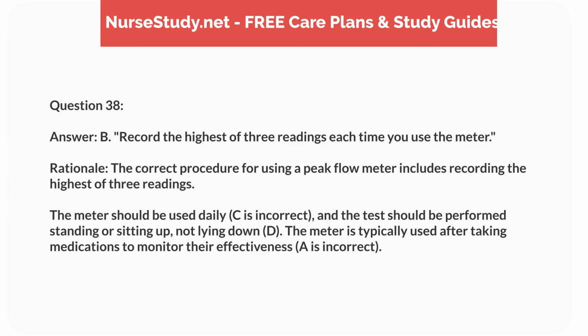Rationale: the correct procedure for using a peak flow meter includes recording the highest of 3 readings. The meter should be used daily, C is incorrect, and the test should be performed standing or sitting up, not lying down, D. The meter is typically used after taking medications to monitor their effectiveness, A is incorrect.